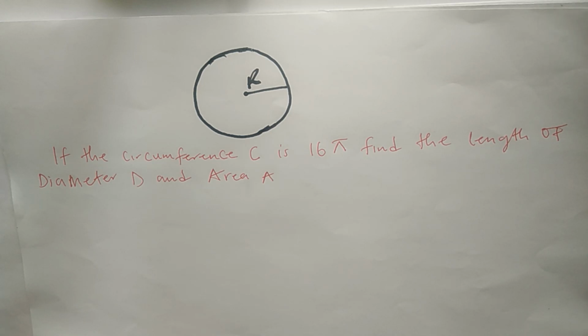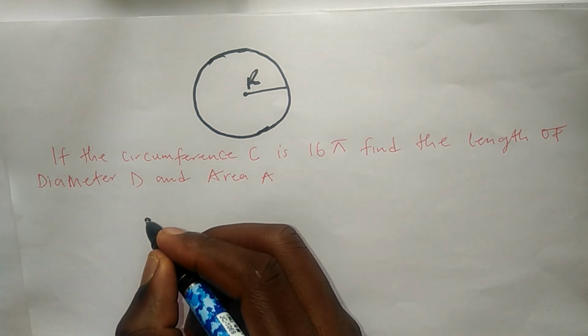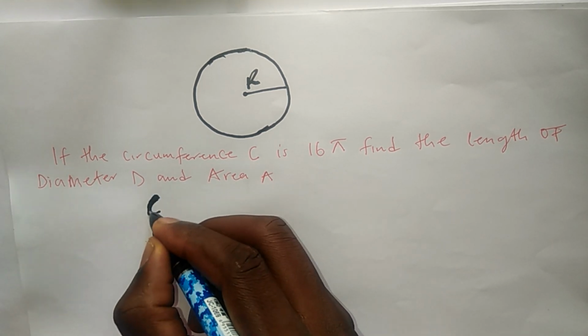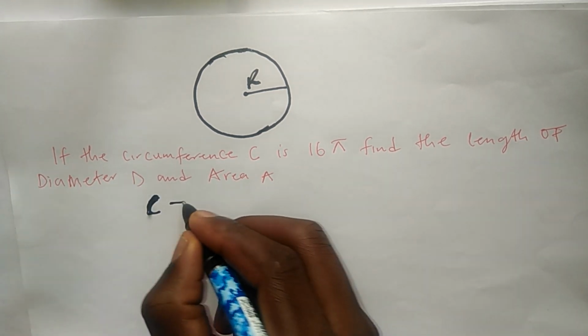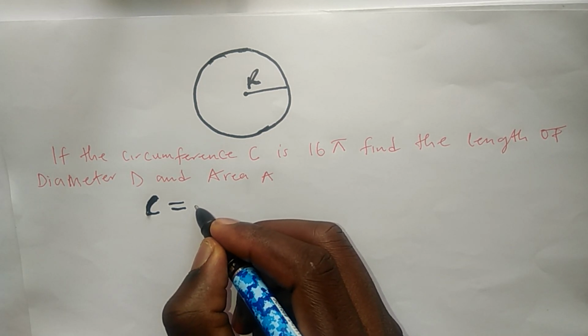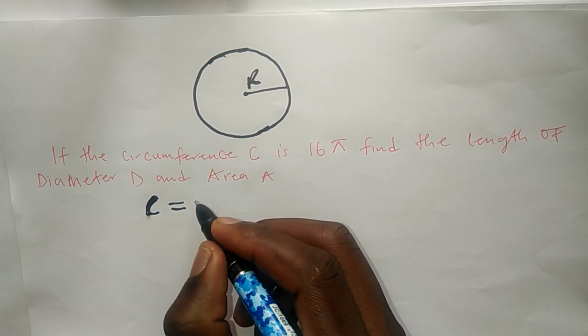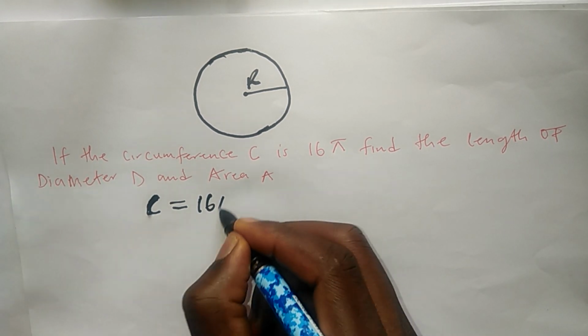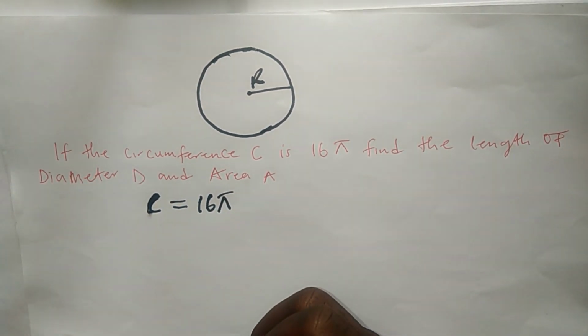So let's go to the question. It says the circumference is 16 pi. So circumference is equal to 16 pi.